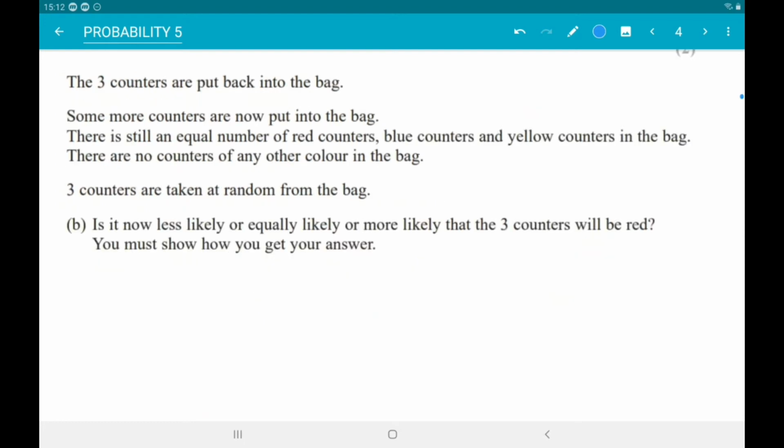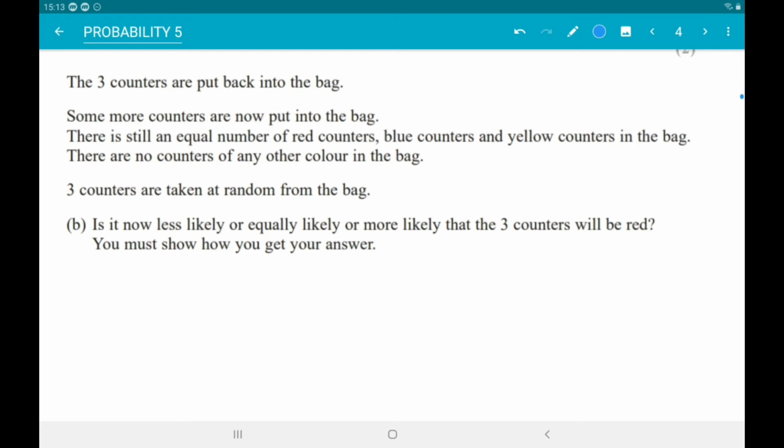Okay then, part B, the 3 counters are put back into the bag, and some more counters are added. There's still an equal number of red, blue and yellow, with no other colour counters in the bag. Is it now more likely, equally likely, or less likely to get 3 reds?